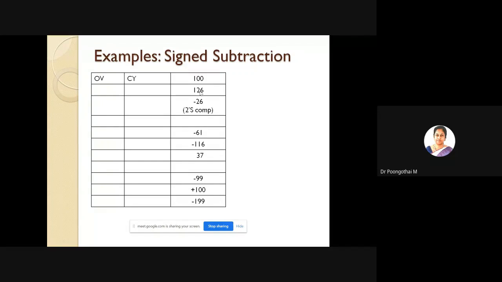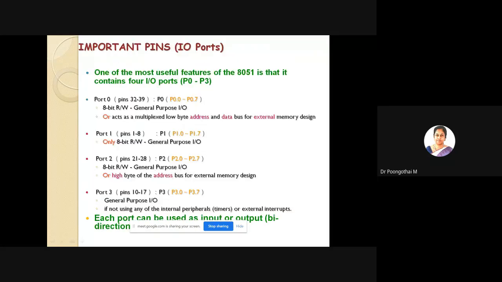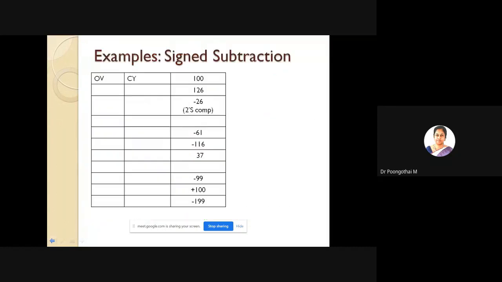So let's look at it here. The number is 100 in decimal format, and I am subtracting 126 from this 100. 100 minus 126. According to decimal subtraction, the answer will be -26. The result is in negative form, and according to the result, there is no chance of overflow.